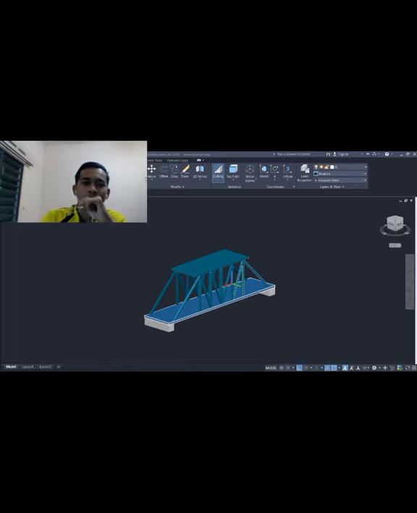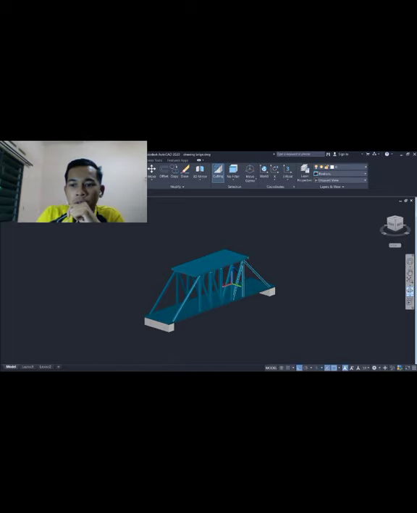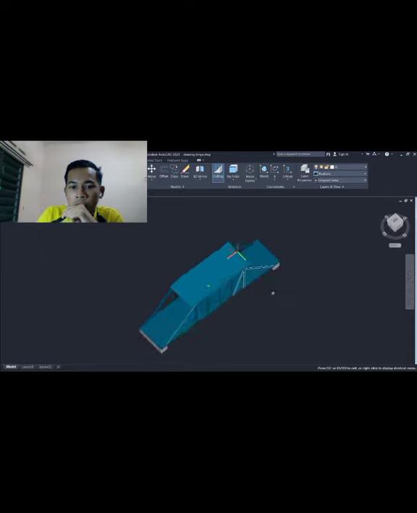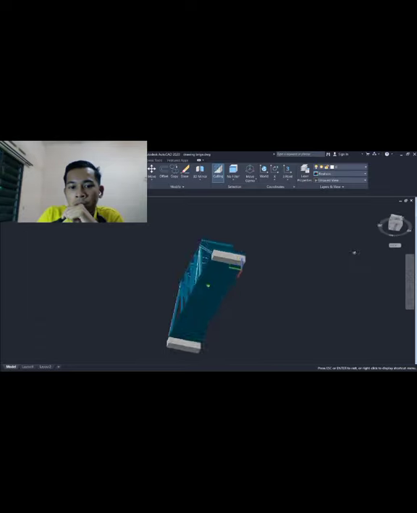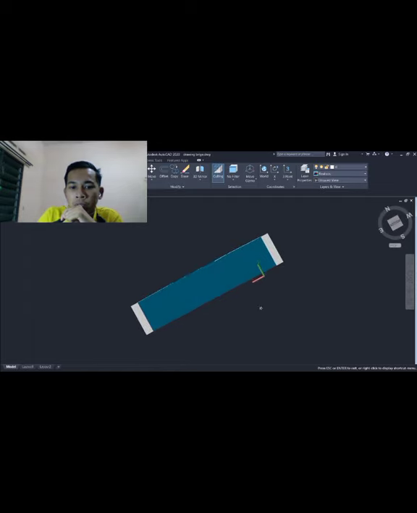Hi again. I'm sorry, before I forget, this is a sneak preview of our railway bridge in AutoCAD design. This is the plan from the top, this is from the back, and this is from the right, this is from the front, and this is where we see it from the left, and this is how it looks from the bottom.